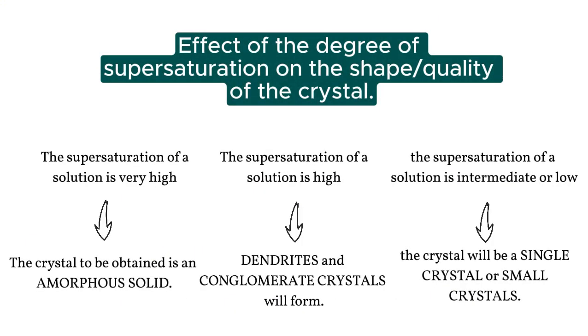If the supersaturation of a solution is very high, the crystal obtained is an amorphous solid. If the supersaturation of a solution is high, dendrites and conglomerated crystals will be formed. If the supersaturation of a solution is intermediate or low, the crystal will be a single crystal or they will be small crystals.